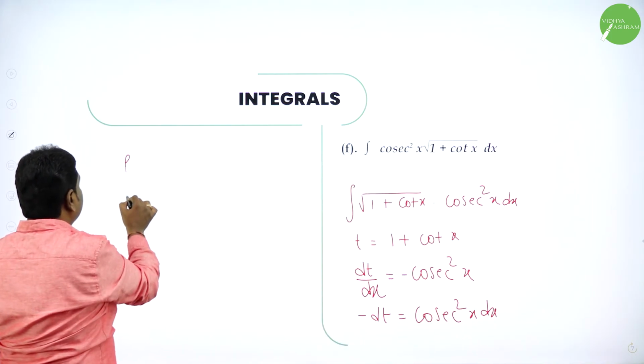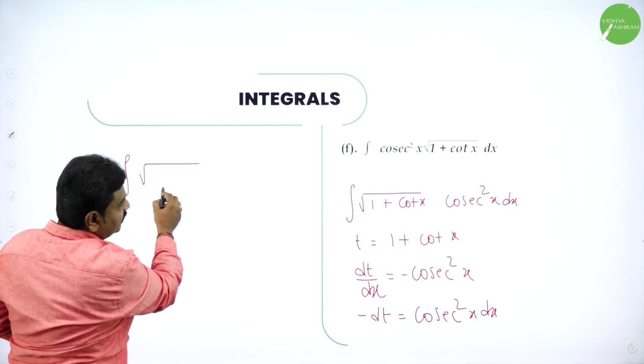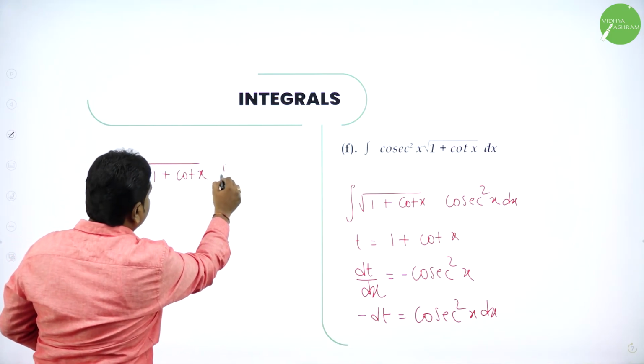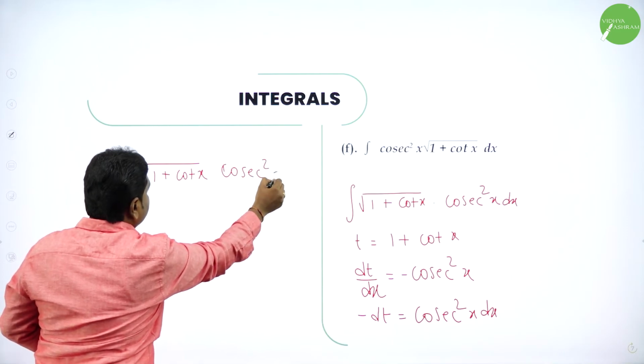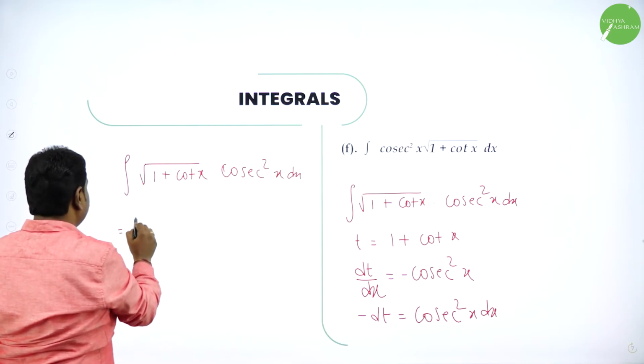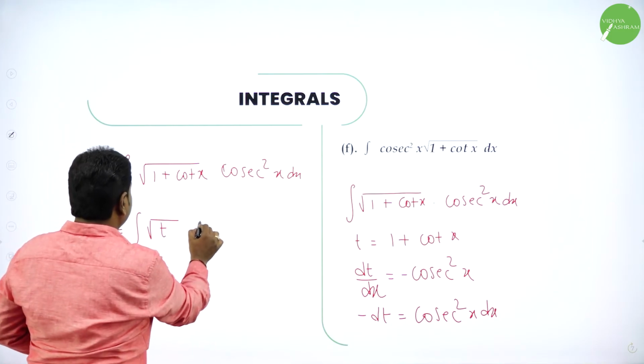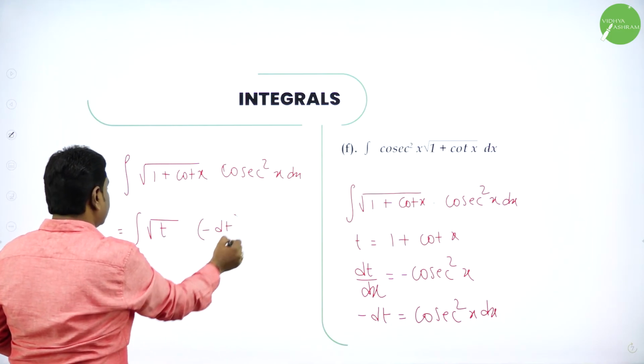So the given problem becomes, can I write it as integration of 1 by root of (1 plus cot x) into cosecant square x dx. So integration of 1 by root of t into minus dt, minus you take it out.